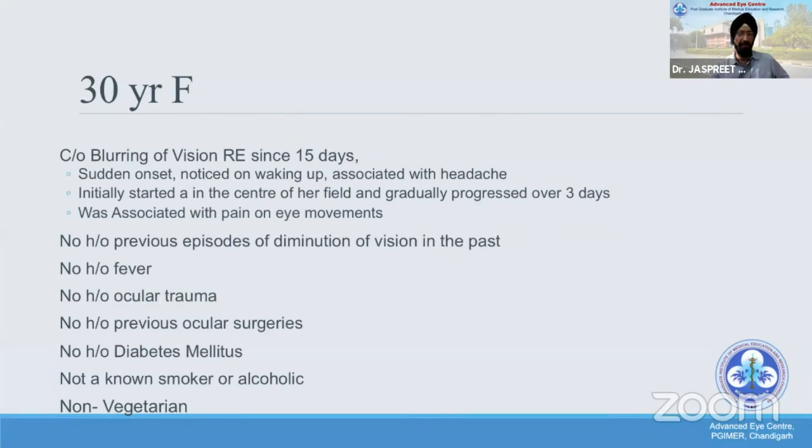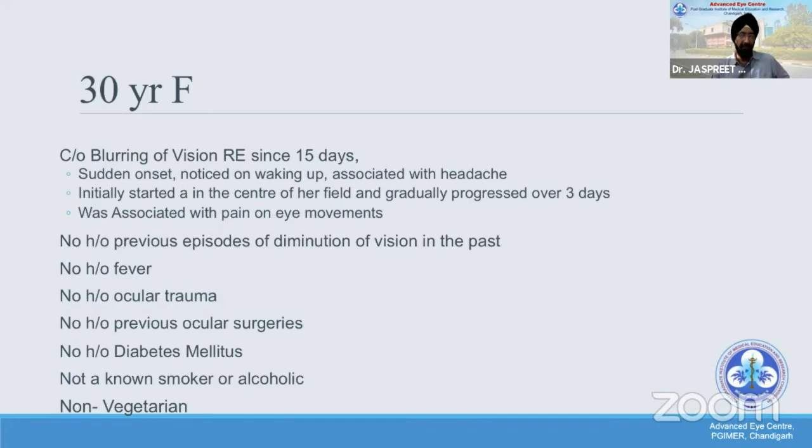So we have this young lady who comes with blurring of vision in the right eye since 15 days, which is a sudden onset. Sudden onset is usually not typical, but that's the history she gave. She noticed it on waking up, associated with headache. Initially it started at the center of the field and gradually progressed over 3 days, so she has some kind of central scotoma. This was associated with pain on eye movement. So her symptoms would probably be in accordance with an optic neuritis.